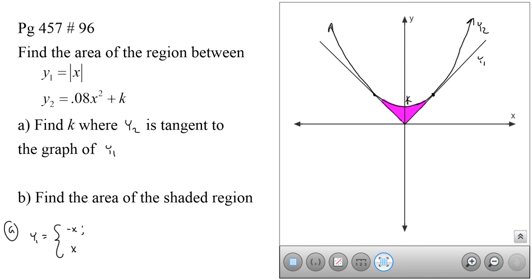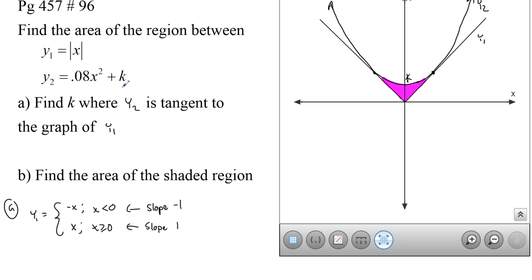And we'll just say where x is less than 0, and it's just positive x right here when x is greater than or equal to 0. All right, so this thing has a slope of -1, and this one has a slope of +1. So I have to figure out where this thing has a tangent line that is equal to plus or minus 1.